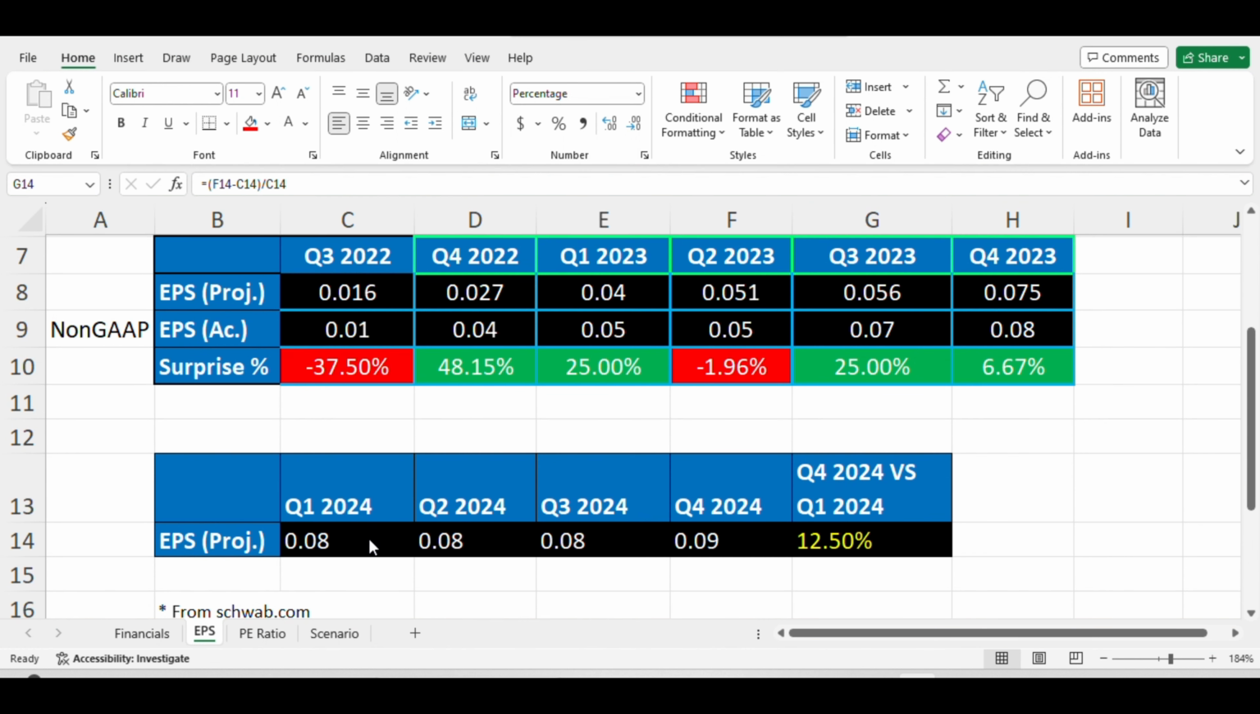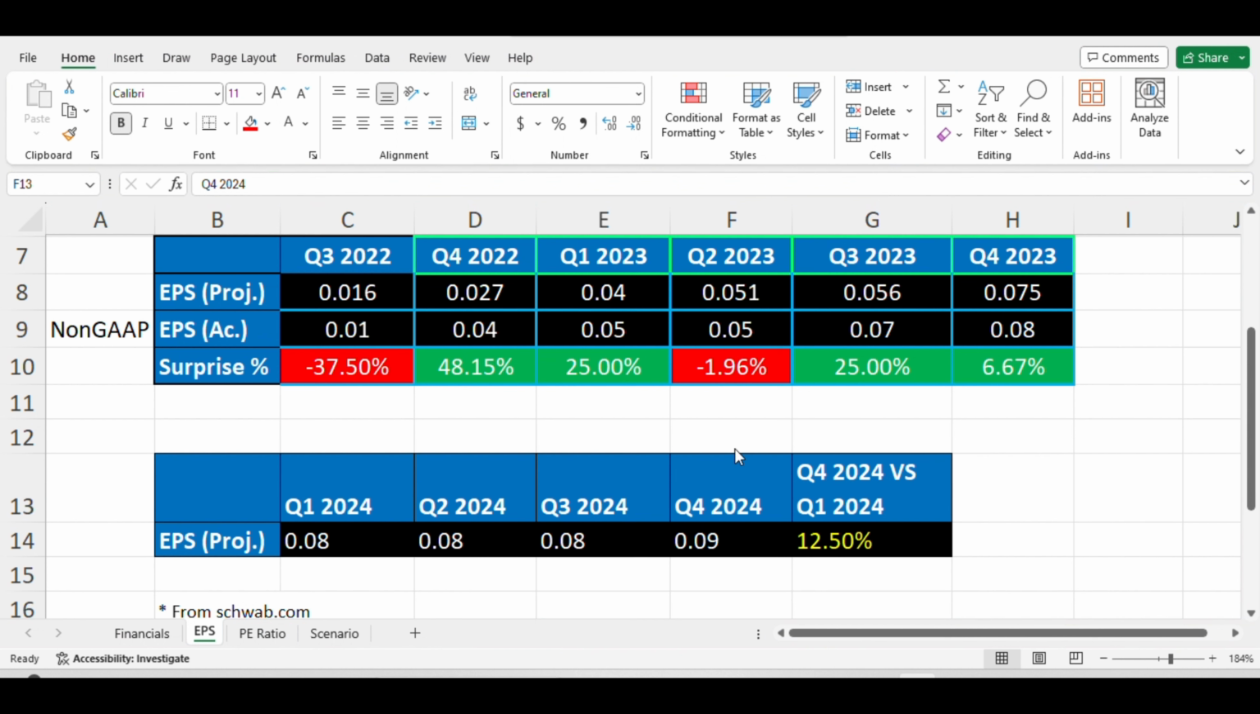Compared with the next quarter projection versus Q4 2024, you see 12.5% growth, meaning this versus this. So this tells us that 4 quarters from now versus next quarter, we are expecting 12.5% growth in earnings. And that's not so great compared with the other AI stocks. We'll compare with Nvidia in a bit.